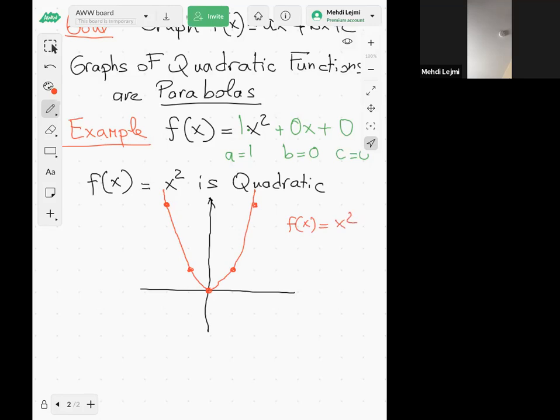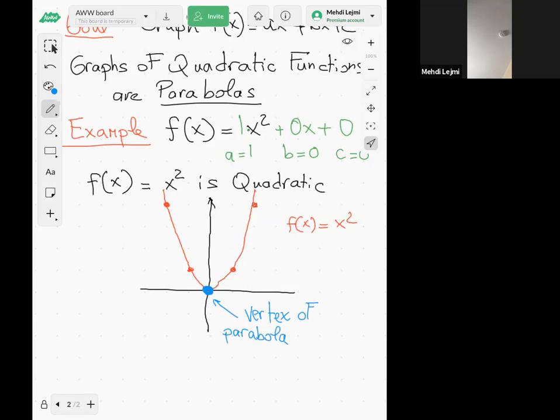Anyway, let's see what the properties of this parabola are. First, you can remark there's a very special point, which is this one here. This point, which is like the lowest point in the graph, is called the vertex of the parabola. So this is the vertex of the parabola.